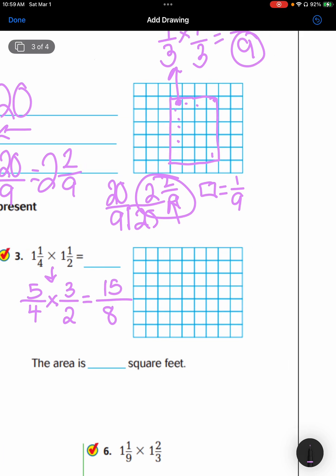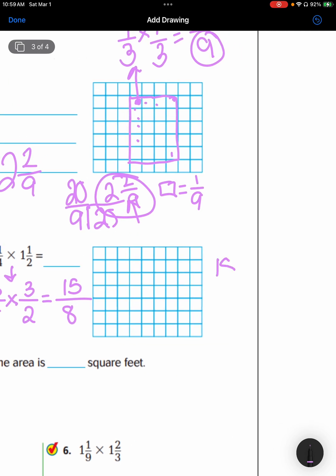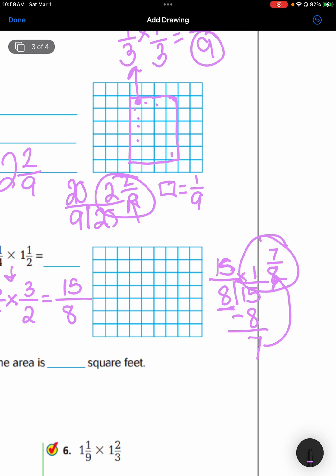Still an improper fraction, so you have to divide. 8 can only go into 15 once without going over. So when you subtract 15 minus 8, you have 7 left over. You bring that 7 up, put it over your original denominator, which is 8, and you get 1 7/8.